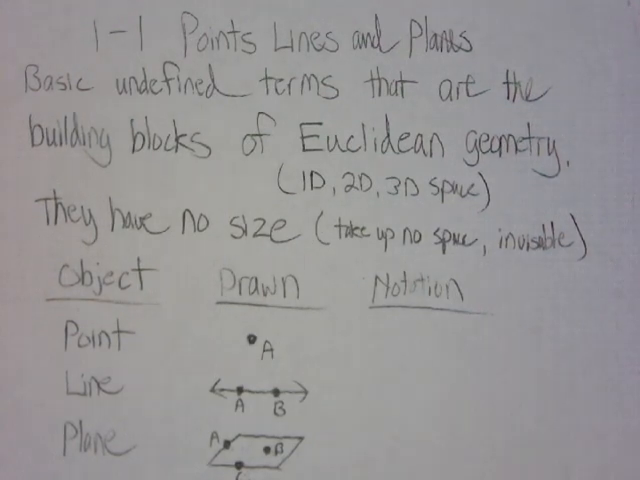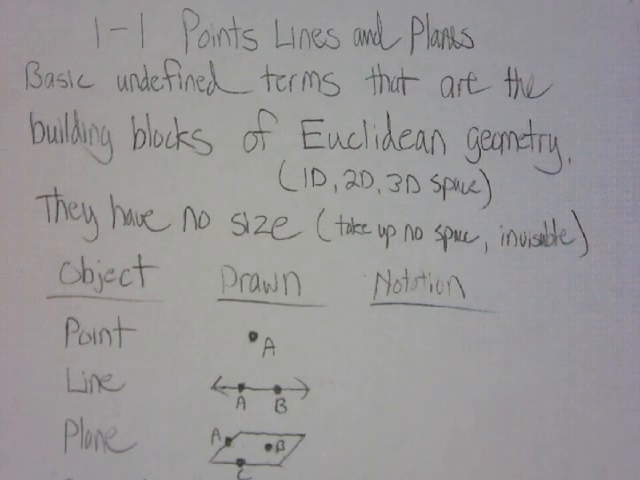Okay guys, we're going to start our geometry curriculum with lesson 1-1, and the topic here is points, lines, and planes. Now, points, lines, and planes are basic undefined terms that are the building blocks of Euclidean geometry. When you hear the word Euclidean geometry, that just means geometry in one-dimensional, two-dimensional, or three-dimensional space. There are other types of geometry, believe it or not, that you will study if you major in math when you go to college. But right now we're just worried about Euclidean geometry.